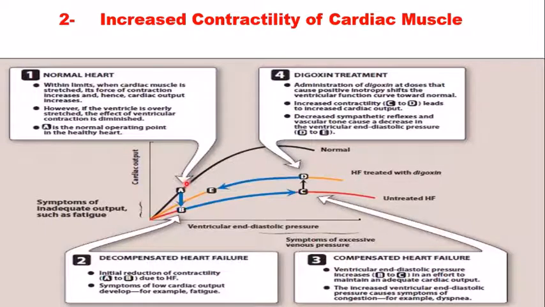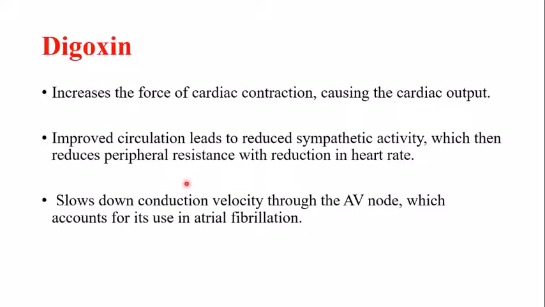Let's go into a little more detail. Digoxin increases the force of cardiac contraction, causing the cardiac output to improve. Improved circulation leads to reduced sympathetic activity, which then reduces the peripheral resistance, with a reduction in the heart rate. Another function of digoxin is that it slows down the conduction velocity through the atrioventricular node, which accounts for its use in atrial fibrillation.